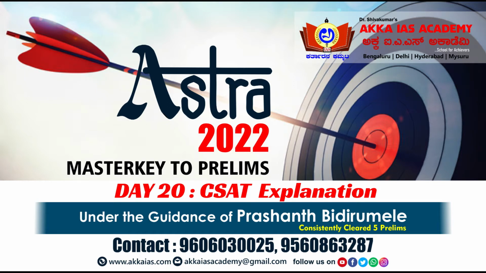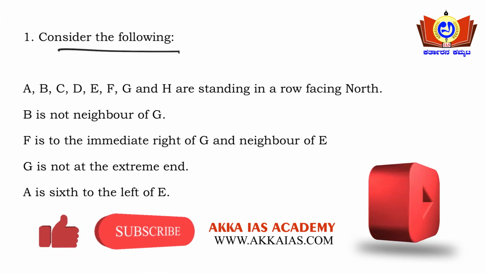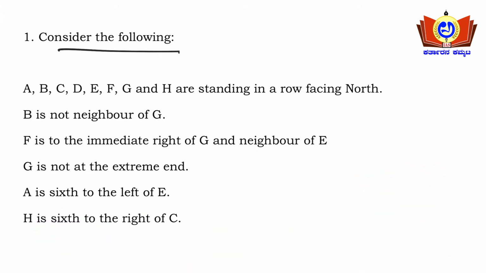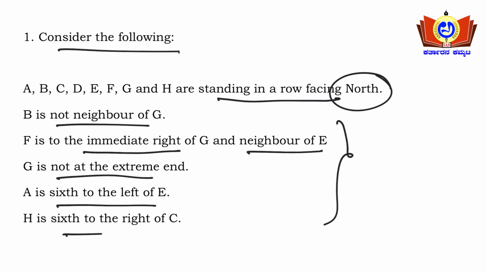So let's begin. The first question is, consider the following. A, B, C, D, E, F, G and H are standing in a row facing north, and statements are given. B is not neighbor of G. F is to the immediate right of G and neighbor of E. G is not at the extreme end. A is sixth to the left of E. H is sixth to the right of C.